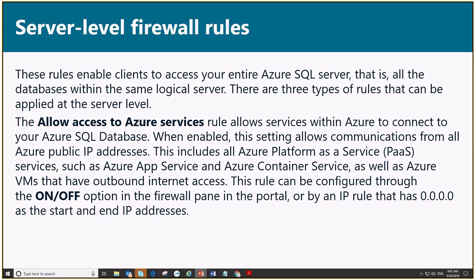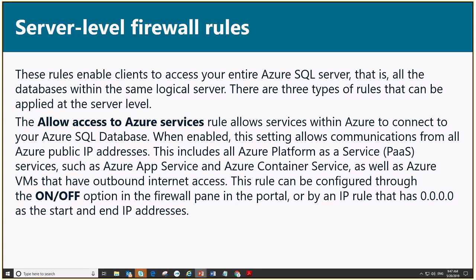So we can set up clients to access your SQL Server. We can also set up the allow access to Azure Services rule. That's going to allow users to connect to Azure SQL database. And this allows communications from all Azure public IP addresses. Because we are setting up platform as a service, such as Azure App Service, Azure Container Service, anything that you created in the portal, and want to have access to that database, because the data is stored in the back end no matter what we do, right? The data doesn't store within the app. The data is stored in the back end in the database.